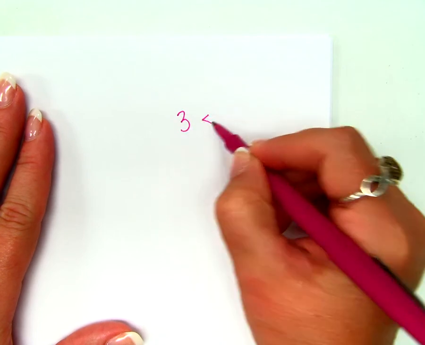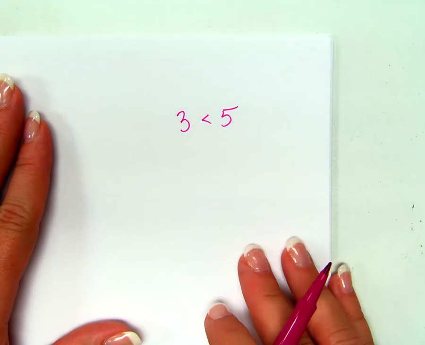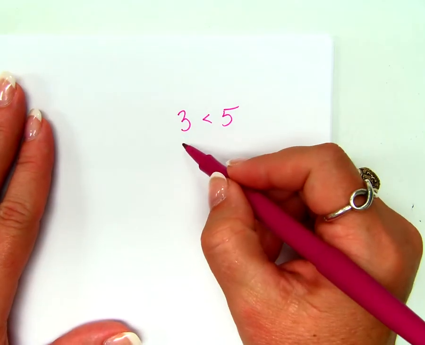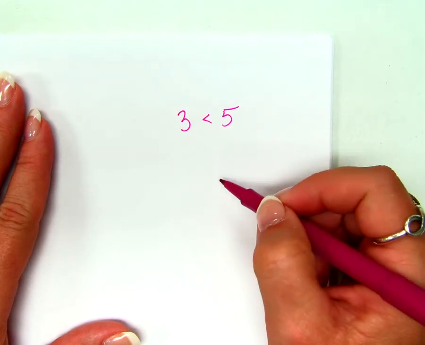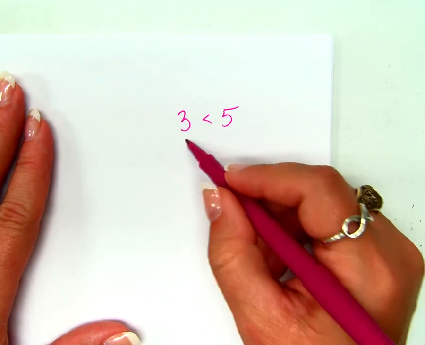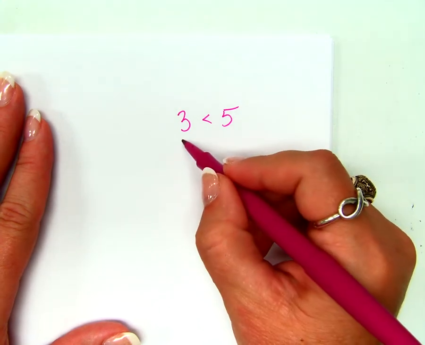Is this a true statement? Yes. Is 3 less than 5? Yes. Okay. What if I add 6 to both sides? Is that still a true statement? Yes. What if I subtract 1 from both sides? Is that still a true statement? Yes. Okay. What if I multiply both sides by 4?